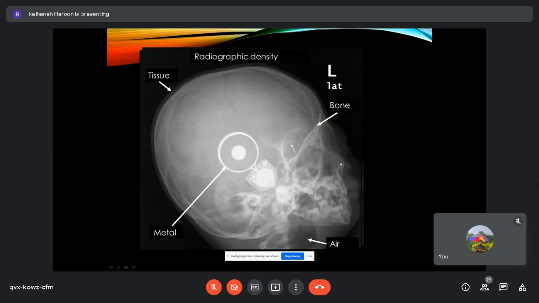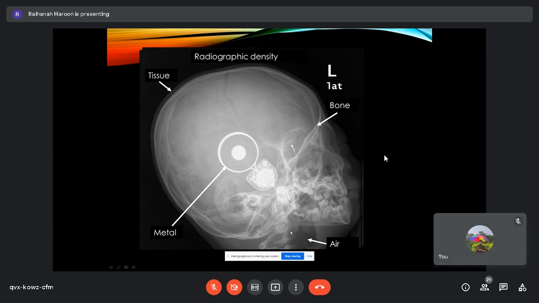So for example, this lateral skull radiograph of a pediatric patient, you can see the bone. The most opaque structure here is definitely this thing here. What is it? Anyone? What is this thing? This is the cochlear implant. It's metal, that's why it's the whitest, the most opaque structure. But after that, it's definitely your bones, your teeth, and then only your soft tissue.